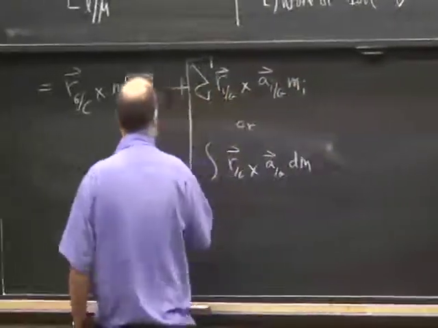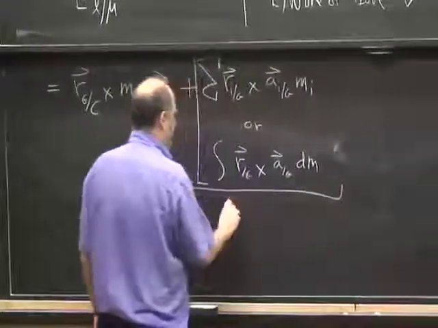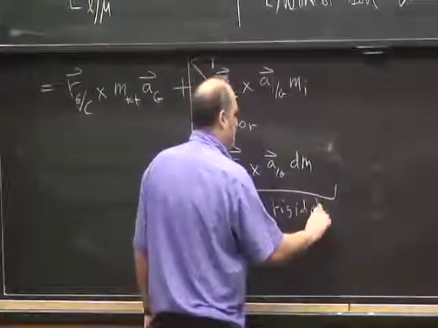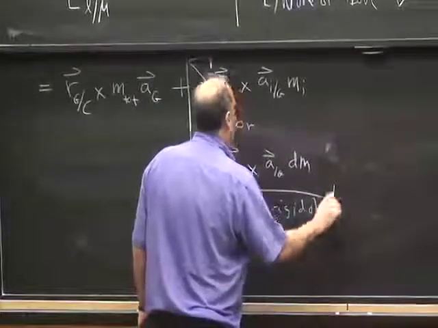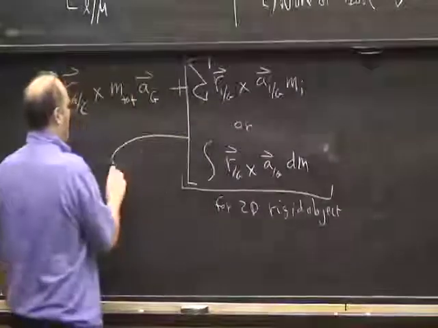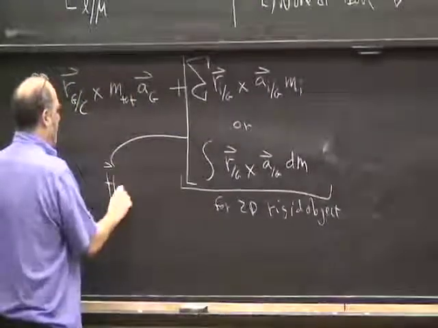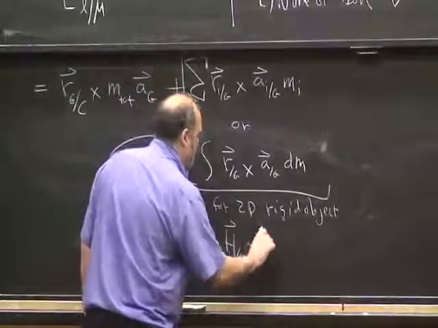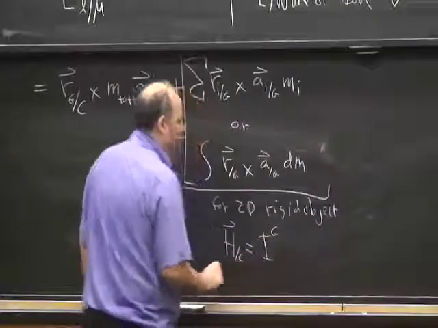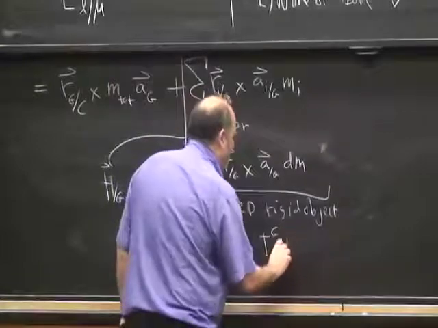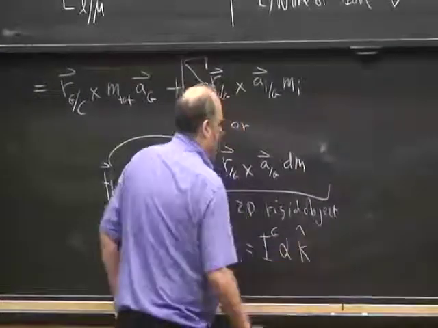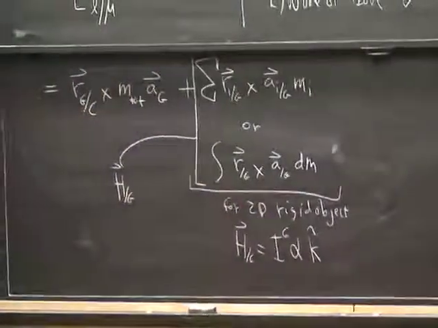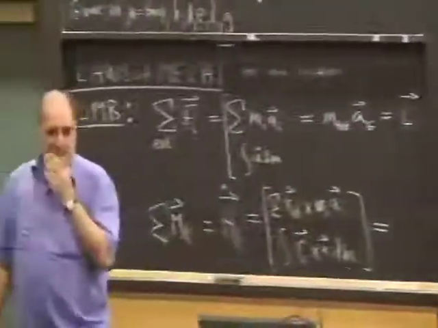So in 2D, for a 2D rigid object, this quantity here, I could call it the angular momentum relative to G. Angular momentum relative to G is equal to the moment of inertia relative to G times the angular acceleration times k. And we're going to get to this. I'm not going to do it now, but next week we're going to derive that and use it.